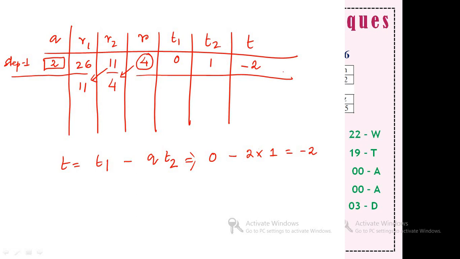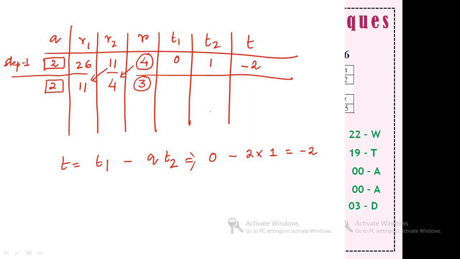Can you tell me the second entry one by one in the same manner? What should be the entry? R1 is updated, R2 is updated. So we take the division of 11 divided by 4. My quotient becomes 2 once again. Remainder 3. Very good. What should be the value of T1 and T2?